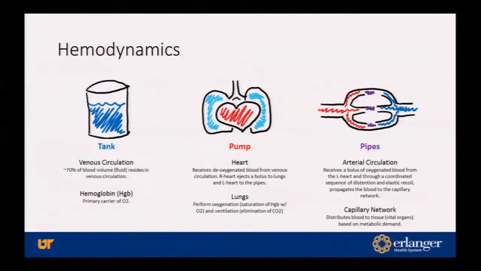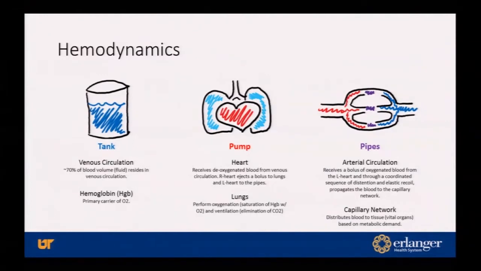Then we have the pump. And the pump is pretty self-explanatory. It's the heart, it's the lungs. And the pump, or the heart, is receiving deoxygenated blood from the venous system on the right side, sending it to the lungs where it can perform oxygenation, meaning getting oxygen to hemoglobin, and ventilation, meaning getting rid of carbon dioxide. Then it goes to the left side of the heart, where a single bolus is ejected out.